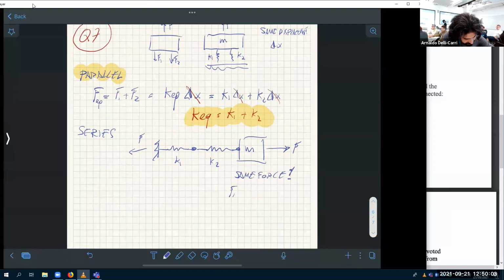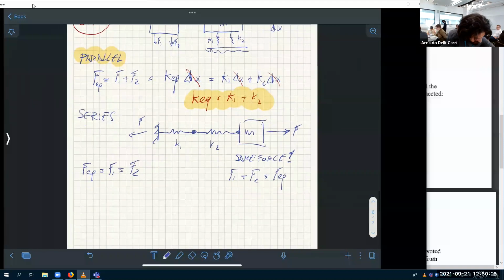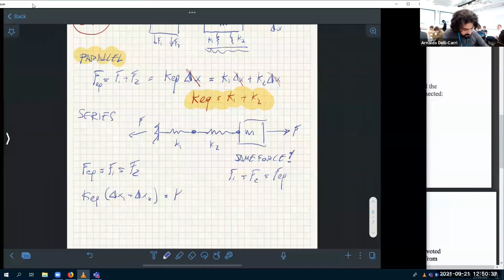So you have that F1 is the same as F2, which is the same as F equivalent. But the displacement is not the same. One spring will elongate more, one spring will elongate less. So the equation becomes F equivalent is equal to F1 is equal to F2. That's what I said. And so F equivalent is K equivalent times the sum of the displacements, which is also equal to F1, which is K1 delta X1, which is also equal to F2, which is K2 delta X2.